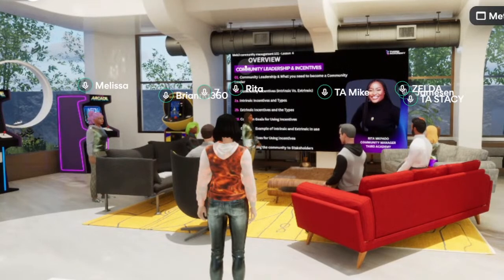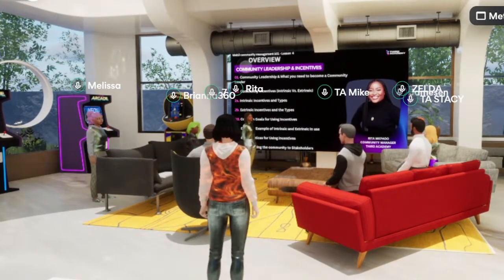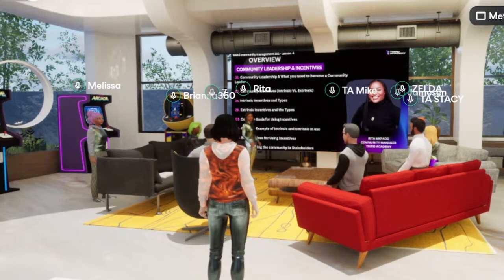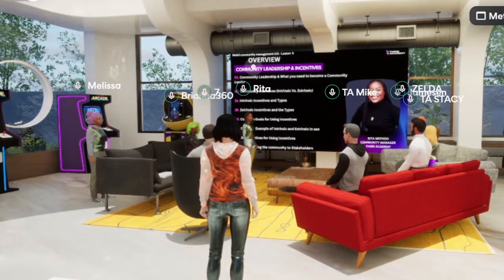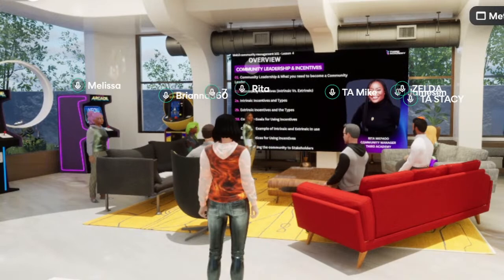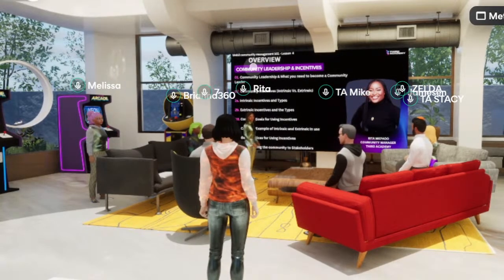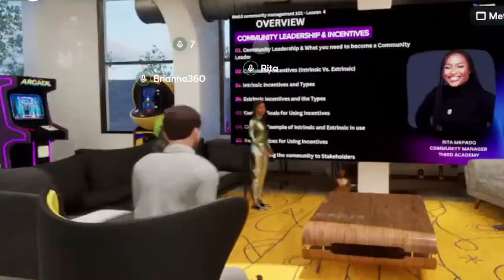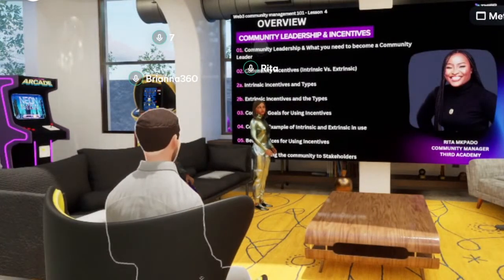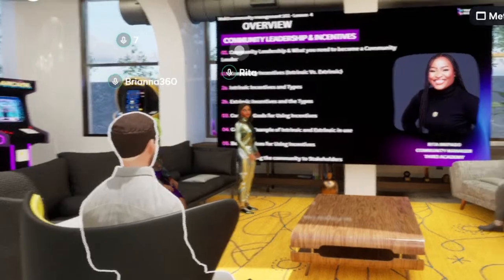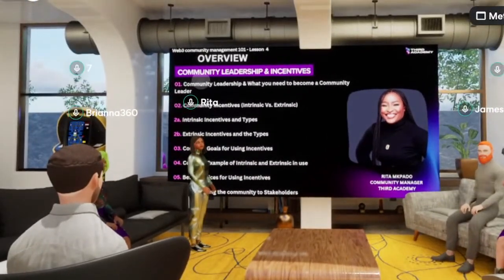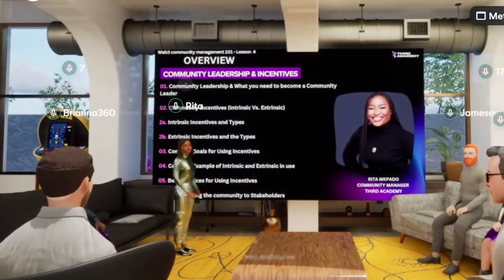intrinsic versus extrinsic. I have a very unique story that I want to tell about this, but when we get into the class, you hear my story. We'll talk about intrinsic incentive, extrinsic, and then we'll talk about the common goals. Why do people use incentive? Why do projects use incentives to motivate their members to take action, and then common examples, right?